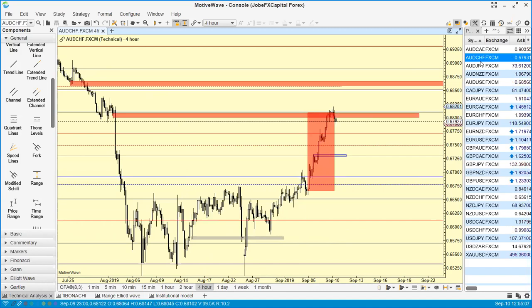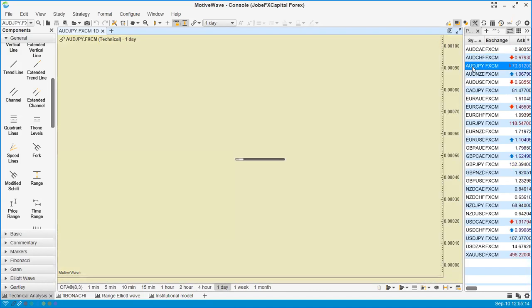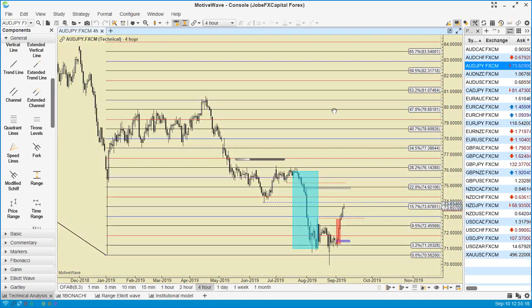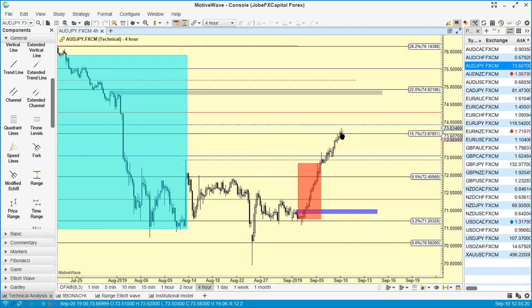I sold here, and on AUD JPY, I also sold. I'm not sure whether I'm in profit or not. Yes, I sold on AUD JPY, and I sold here on AUD JPY, and I'm currently also in profit. So I'm in profit in 2 trades. I was trading 2 different accounts. Let me just show you on my 2 accounts.